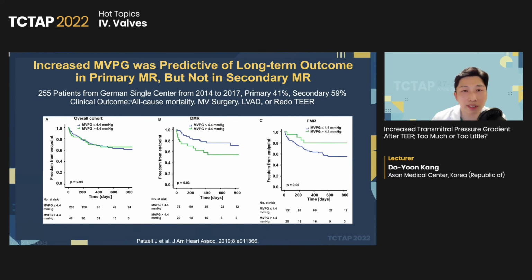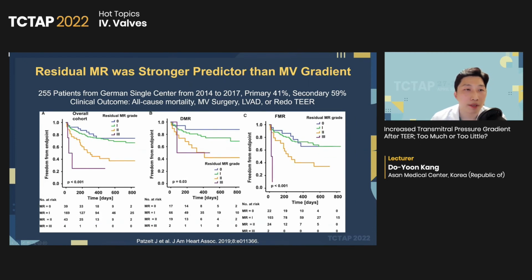But another German single-center study showed that the relationship of the worst clinical outcome with the increased pressure gradient was shown in degenerative MR. However, the relationship was reversed and not significant in functional MR patients. The German study showed that the residual MR gradient was a significant predictor of the clinical outcome. However, the increased pressure gradient was not in functional MR patients.